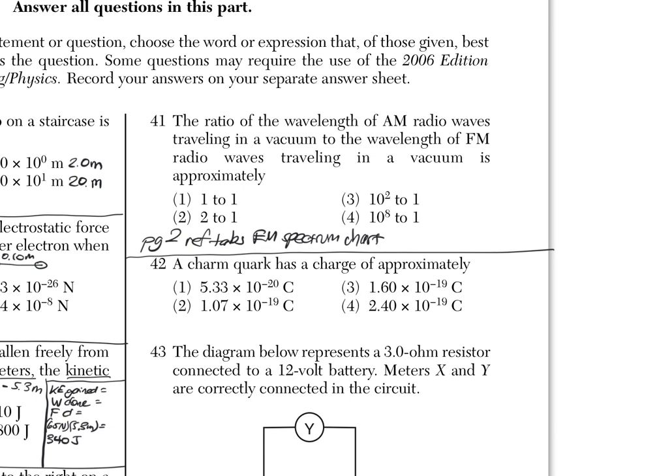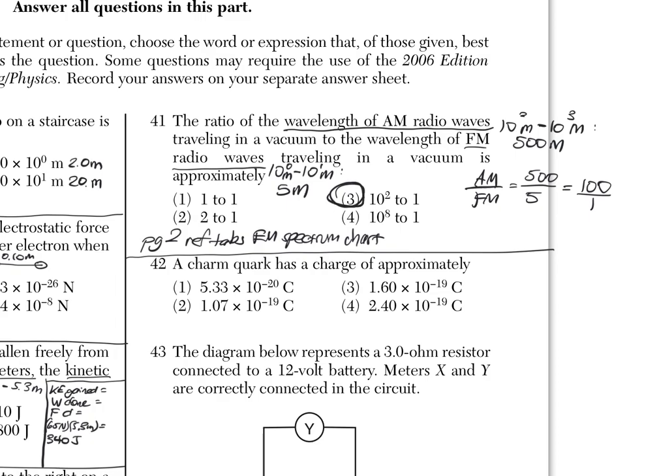But FM radio waves are much shorter. So that's in the range of 10 to the 0 meters to 10 to the 1 meters. So that's from 1 to 10 meters, which is about like 5 meters, whereas AM radio is like 500 meters. And so this is the ratio of AM to FM. Ratio means divide. That's about 100 to 1. And so 500 over 5 is like 100 to 1. So 10 to the 2 to 1, choice 3. Interesting way of making use of the EM spectrum chart.